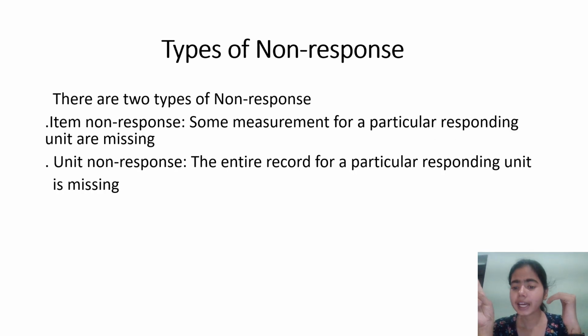Types of non-response. There are two types of non-response. One is item non-response and one is unit non-response. There is one more type of non-response which I have not mentioned here and I'm not able to recall, something like wave non-response. I have read about that somewhere, so that is also a type of non-response.